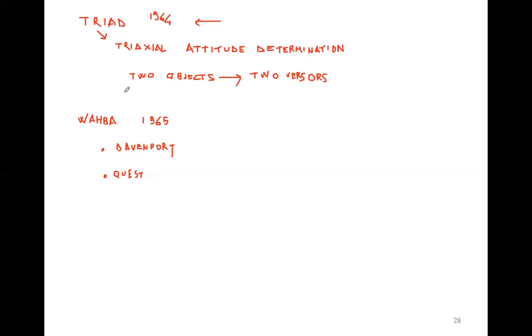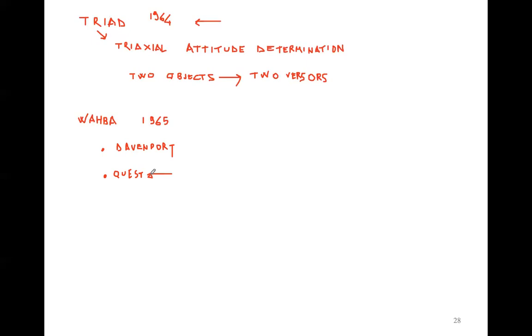What you read before the QUEST algorithm? It's Davenport. It's the name of the person that developed this method. However, we are not going to describe this method. It's only historical information. The one that we're going to use is the QUEST algorithm. This is the one that is important.